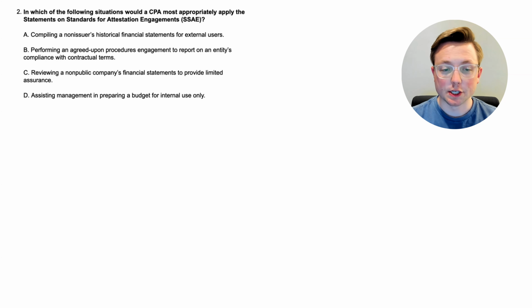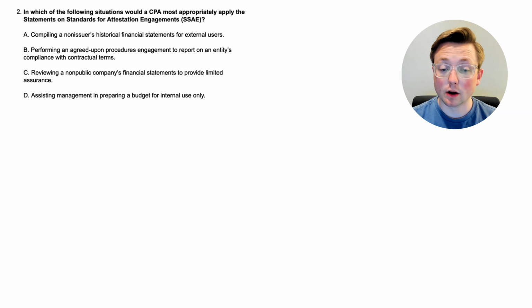All right, here we are at question 2. In which of the following situations would a CPA most appropriately apply the Statements on Standards for Attestation Engagements? Again, that's SSAE. So let's go through the options. Option A, compiling a non-issuer's historical financial statements for external users. Option B, performing an agreed upon procedures engagement to report on an entity's compliance with contractual terms.